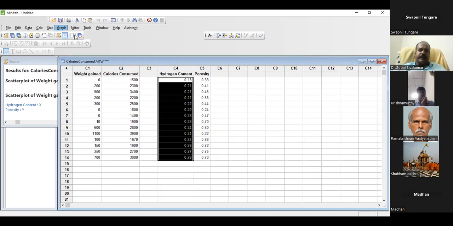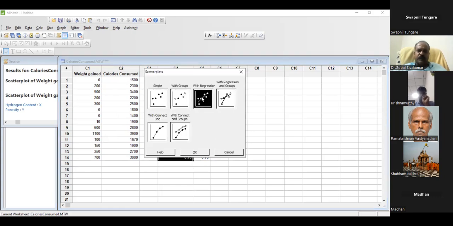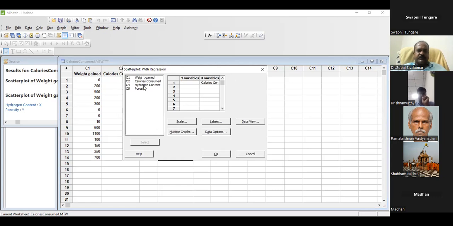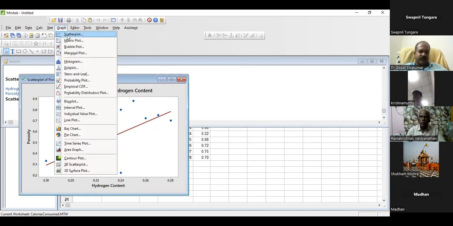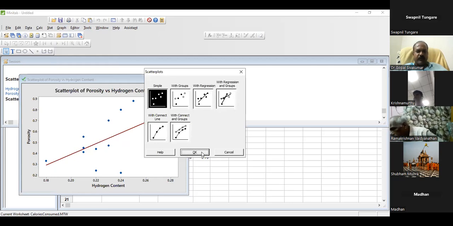So we are trying to visualize this in the form of a scatter plot, this time directly with the regression line. Now the Y variable is porosity and the X variable is hydrogen content. But I have straight away chosen the regression line, so let me remove that regression line.